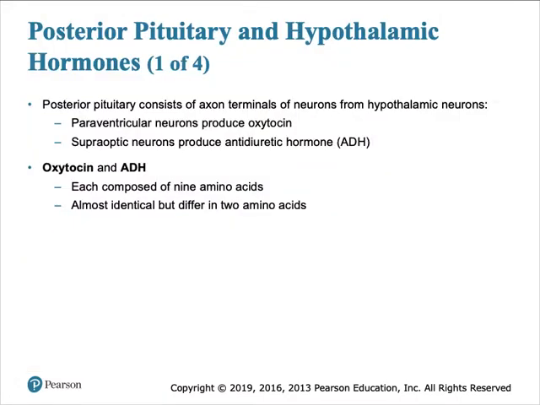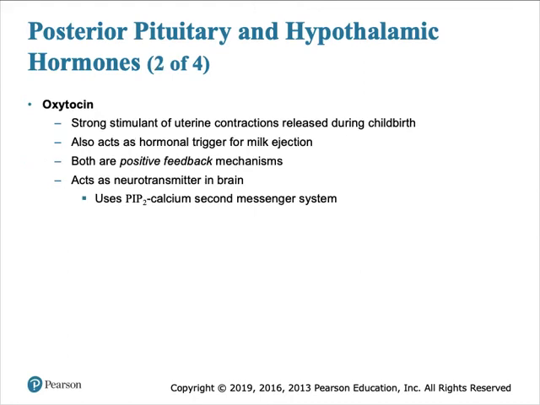All right, so the posterior pituitary consists of axon terminals of neurons from the hypothalamic neurons. I don't expect you to know all of those details, but I do expect you to recognize oxytocin and ADH both come from the neuronal section, from the posterior pituitary. Okay, they're very similar hormones, but have very different effects. They're peptide based.